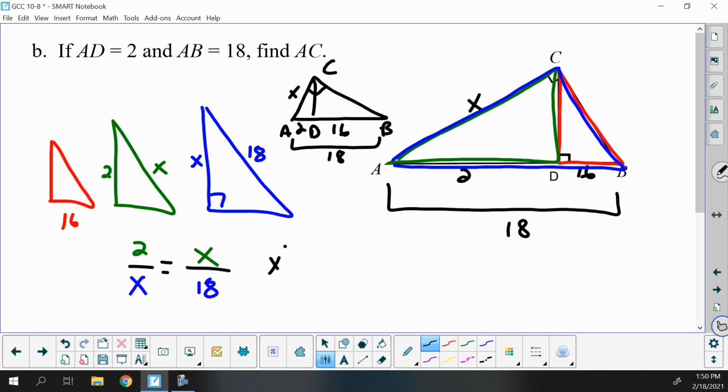Cross multiplying, we'll get x squared equals 36. The opposite of squaring something is taking the square root, so we just get x is equal to 6.